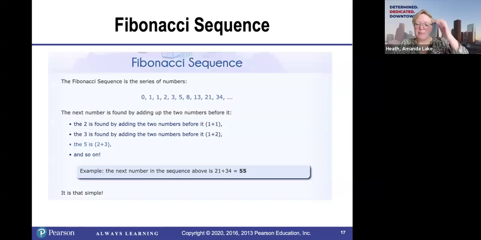Okay, and then a final type of sequence that we have is the Fibonacci sequence. The Fibonacci sequence is not arithmetic and it's not geometric. The way we get the typical Fibonacci sequence is we start with the numbers 0 and 1, and the next number is found by adding the two previous numbers. So if we start with 0 and 1, then 0 plus 1 is 1, 1 plus 1 is 2, 1 plus 2 is 3, 2 plus 3 is 5, 3 plus 5 is 8, 5 plus 8 is 13, etc.